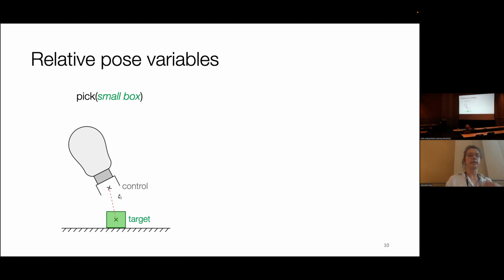So basically for the pick action, what we define here as a pose variable is the pose of the end effector relative to the box. And once the frame optimizer assigns a value to this variable, it can still be used no matter how the box moves, because the end effector will be controlled to maintain its pose relative to the moving box.